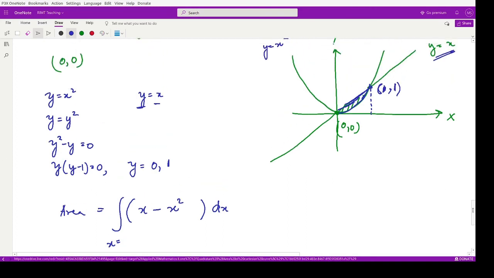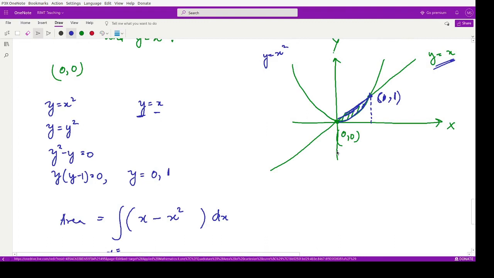And the limits here vary from 0 to 1, because we are moving from 0 to the point 1. That means we will make this vertical strip. Whatever is the value of y here, we'll substitute here, and we'll take the limits of x from 0 to this end point 1. So 0 to 1.